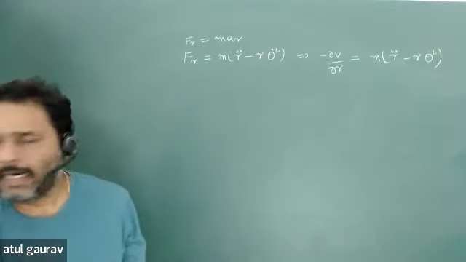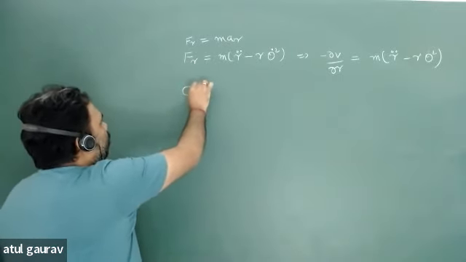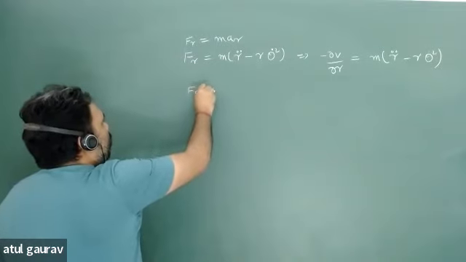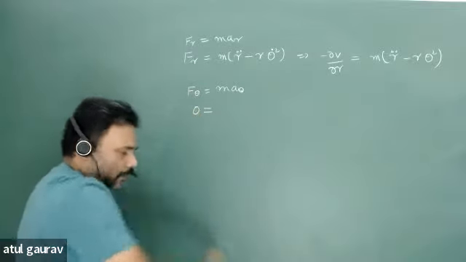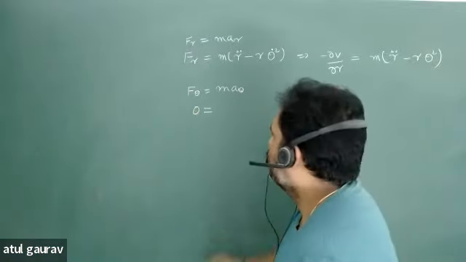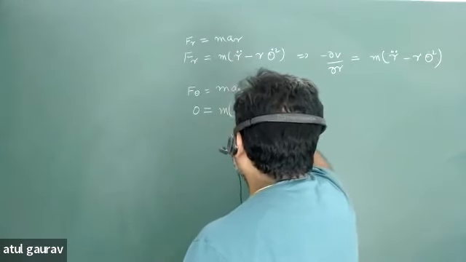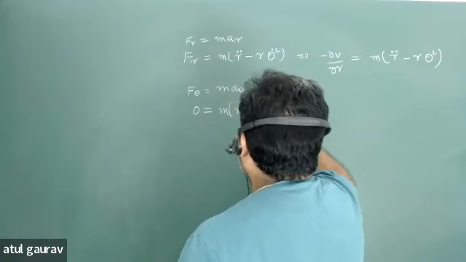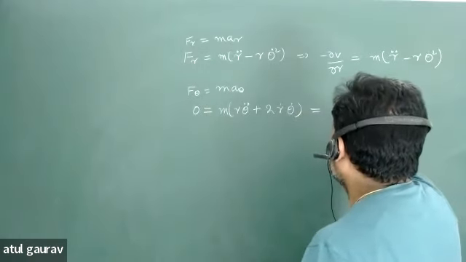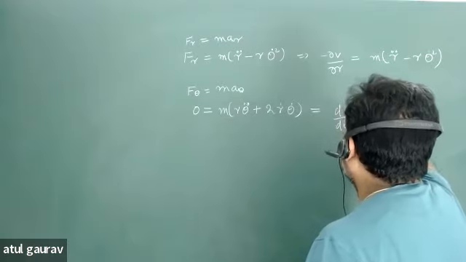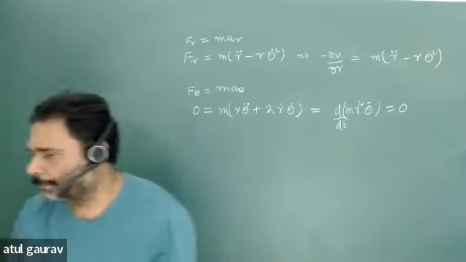Everyone is comfortable? And what about F theta? There is no force in the direction of theta. So F theta is written as m a_theta. F theta is actually 0 because the force is central. So F theta is equal to 0. Then we have m times r theta double dot plus 2 r dot theta dot. And from here, we can write d upon dt of m r square theta dot is equal to 0. In the last class, we have solved this thing. Remember? Did you do this?